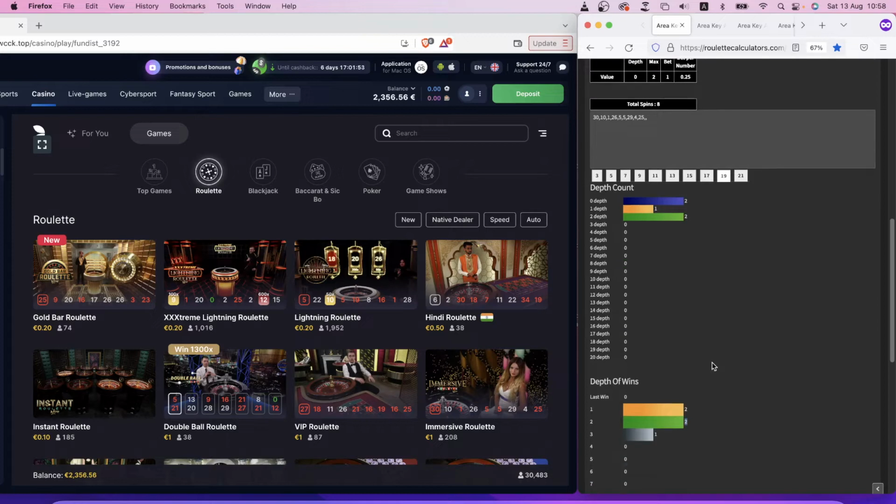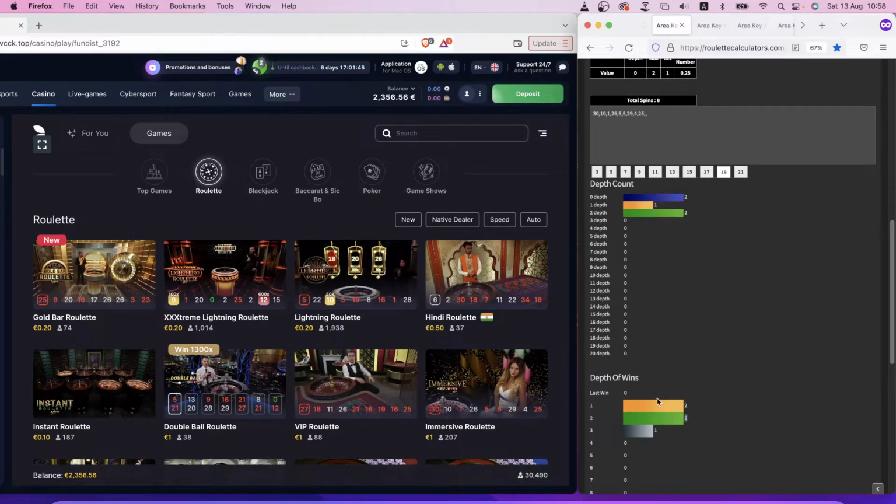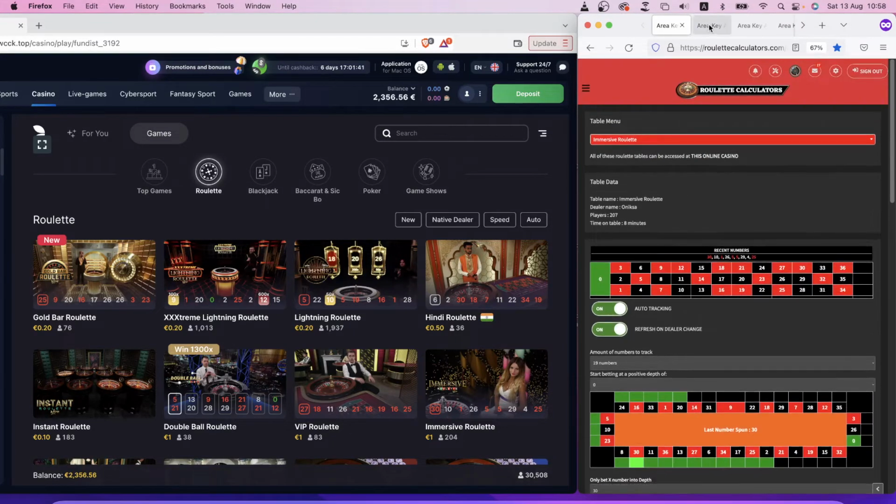And what we're doing, we're either looking for very low depths, like lots of zeros and the occasional 1, or we're looking for big blocks, like high depths of 5, 6, 7, but back to back with not many zeros in between them. So let's have a look at a few tables.